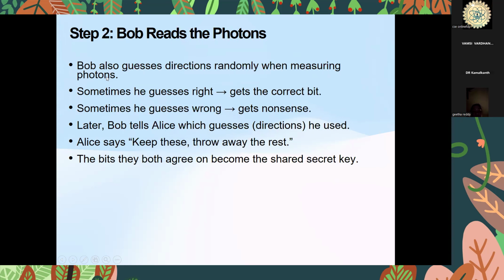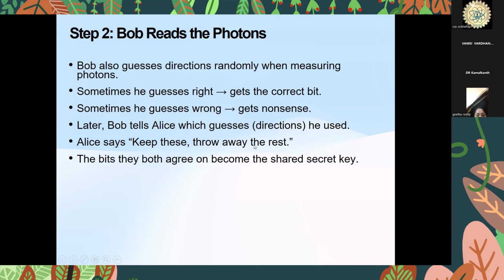In step 2, Bob also guesses the directions randomly when measuring the photons. Sometimes he guesses the right direction, which means he gets the correct bit. If he guesses wrong, he gets an incorrect bit. Later, Bob tells Alice which directions he used. Alice says to keep these and throw away the rest.